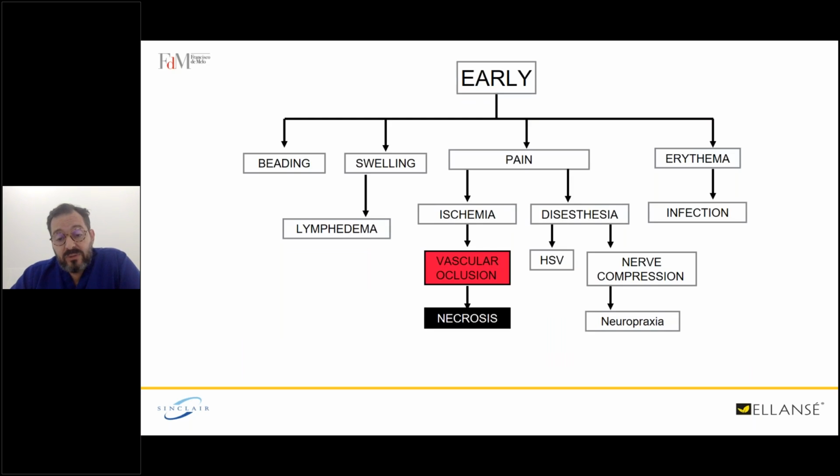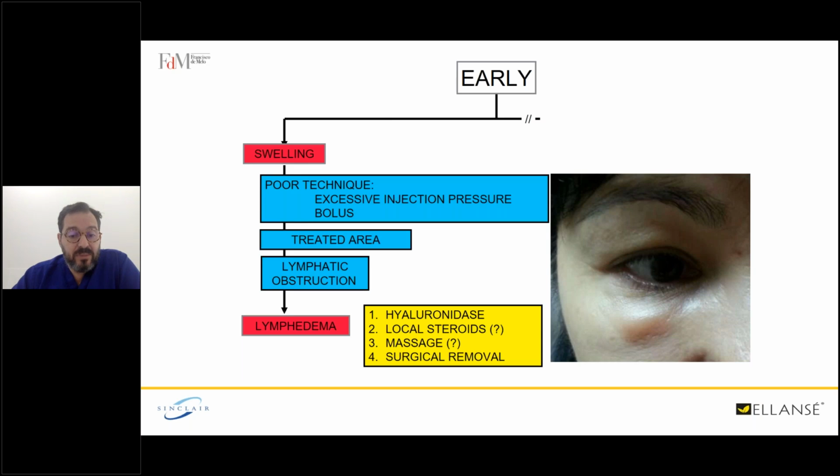Sometimes, and Dr. Shengli is going to address it with Ellanse, swelling can be a bit more persistent in certain areas, especially in the periorbital area, because of the lymphatic blockage. And this is a patient I treated. She was a heavy smoker, and be aware of smokers. Everything goes bad, usually worse with them. And this is what you treat it.